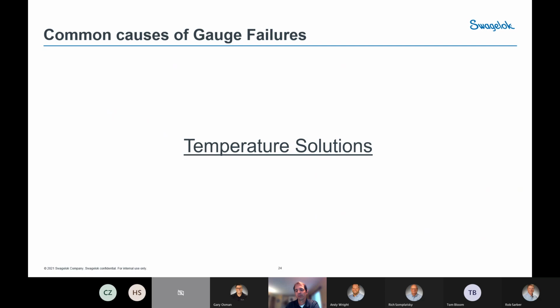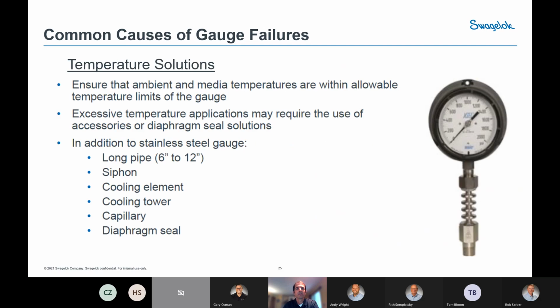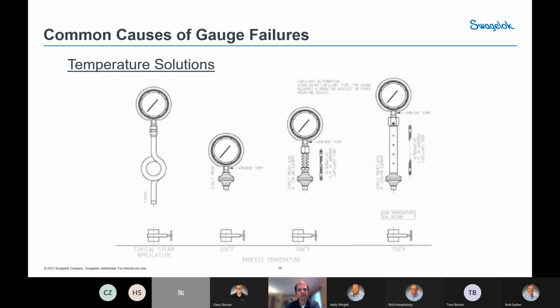So solutions for temperature-related issues. Obviously, you want to ensure that the ambient temperatures and immediate temperatures are within the allowable limits of the gauge. With any gauge, you're going to have that data out there as to what the ratings are for the process temperature and also the ambient temperature. And when you have excessive process temperature applications, you may need to use accessories we're going to talk about here in a second, like a diaphragm seal or some of these other ones listed here, like a pipe extension or a steam siphon. If it's a steam application, there are different types of cooling elements and cooling towers, and diaphragm seal as well. And this will give you a little bit of an idea.